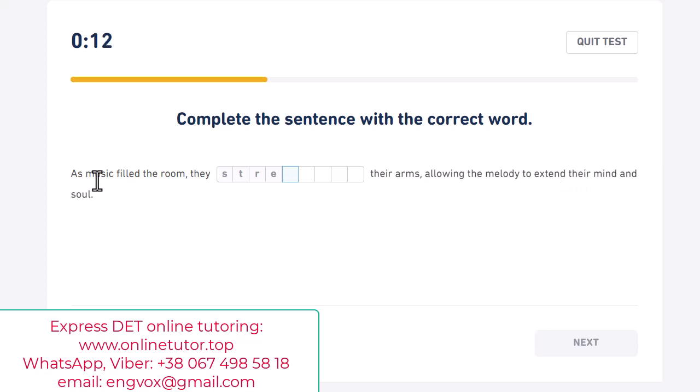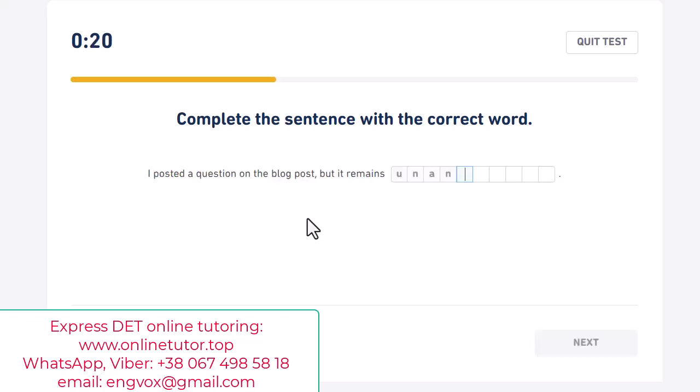Wow, some kind of meditation. As music filled the room, they stretched. Yes, I think stretched their arms, because otherwise, I don't think any other English word matches here. If I make a mistake, please write in the comments.